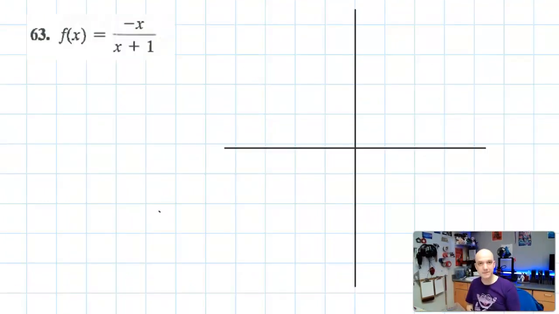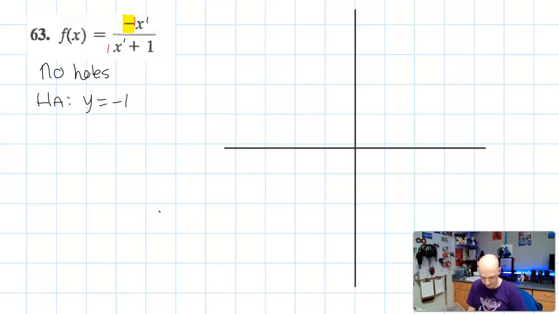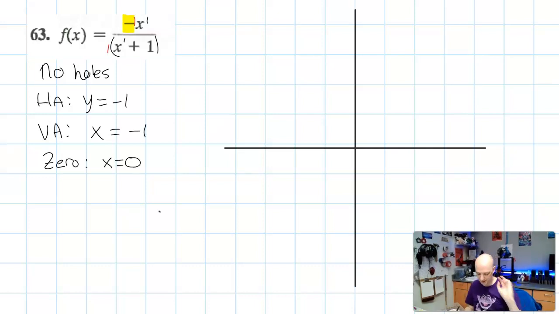On to problem 63. We need to factor fully. It's already factored fully, so there's no holes. The degrees are 1 on the top and bottom, so you need to look at the coefficient. In this case, the coefficient is negative 1 over 1. So the horizontal asymptote is at negative 1. We'll say y equals negative 1. The vertical asymptote should be at x equals negative 1 because it's a 0 of the denominator. And the zeros are at x equals 0 yet again because we just have a single x on top.